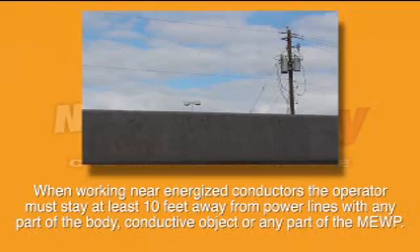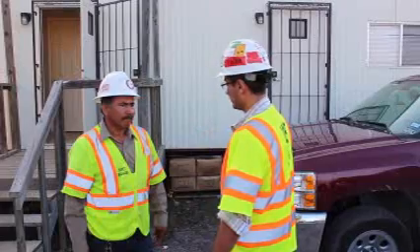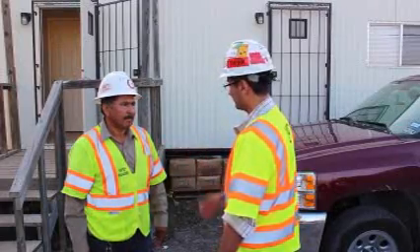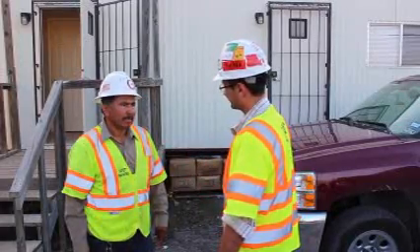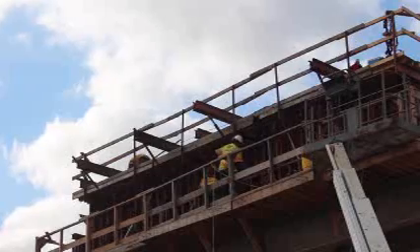When working near energized conductors, the operator must stay at least 10 feet away from power lines with any part of the body, conductive object, or any part of the MEWP. A qualified person must be consulted in all other situations concerning electrical hazards.